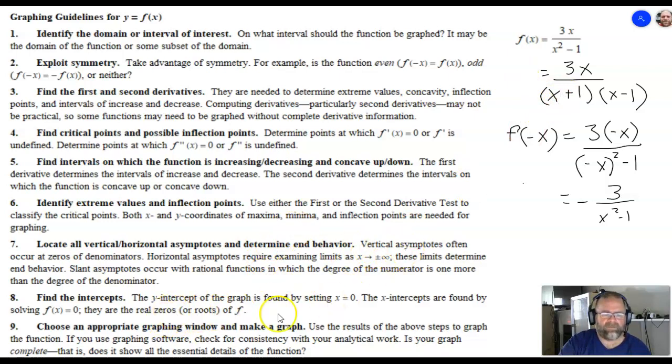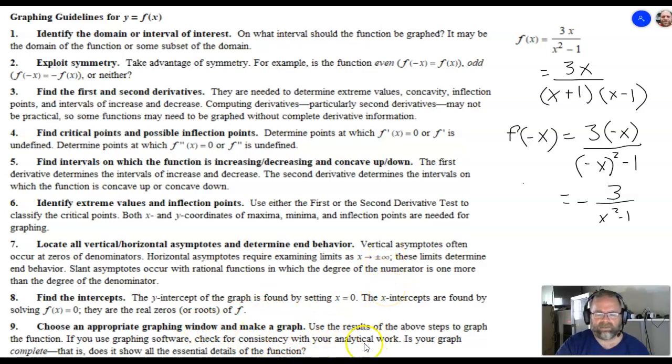And let's see here. Find the intercepts. By doing that, we know that if we let x equal 0, then y is going to be equal to 0. So 0, 0. That's right. That's to find the y-intercept. To find the x-intercepts, we set the y equal to 0. And really, that's just the top, so that's just the same one. And choose the appropriate graphing window, so you can go ahead and do that.